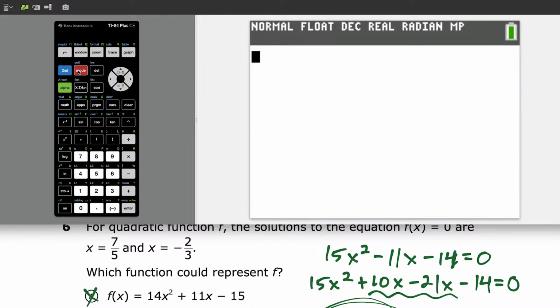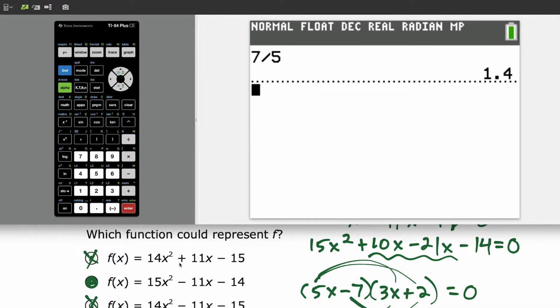But once again, we have a calculator, so we could just do something like this. We could do 7 over 5. 7 over 5 is equal to 1.4. And I could just start plugging that into all the functions.